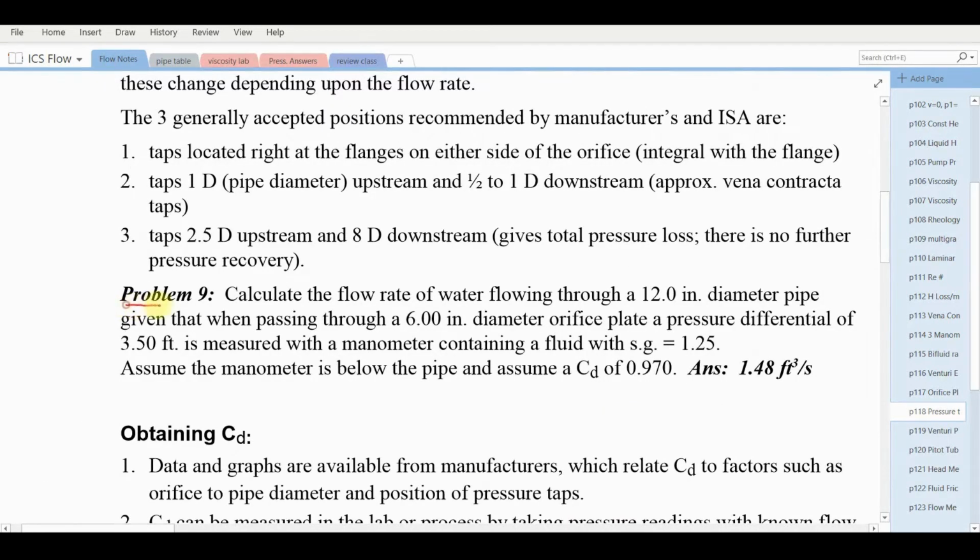Let's take a look at problem number 9. Calculate the flow rate of water flowing through a 12-inch diameter pipe, given that when passing through a 6-inch diameter orifice plate, a pressure differential of 3.5 feet is measured, with a manometer containing a fluid with a specific gravity of 1.25. So water is in the pipe, a different fluid is in the manometer. Assume the manometer is below the pipe, and assume a coefficient of discharge of 0.970.